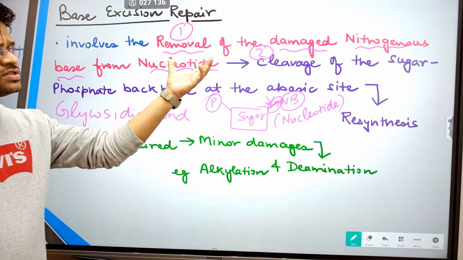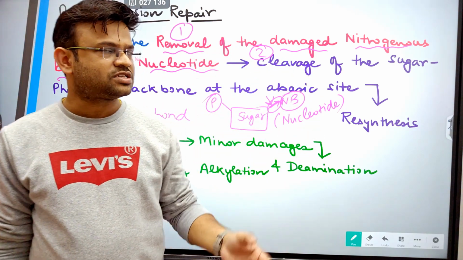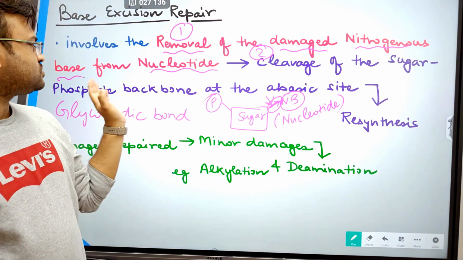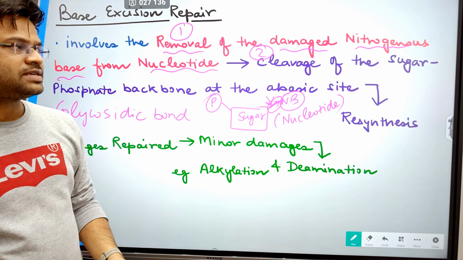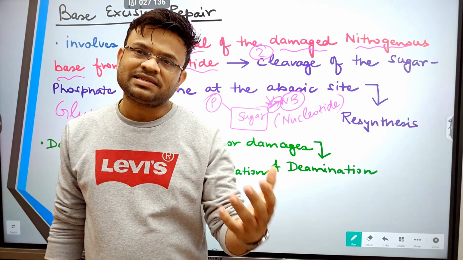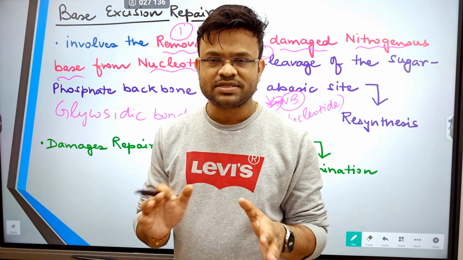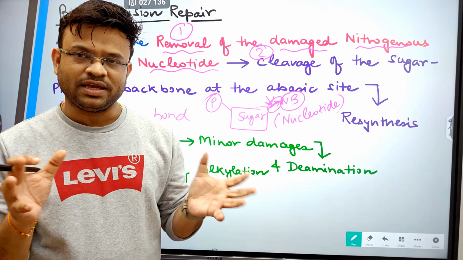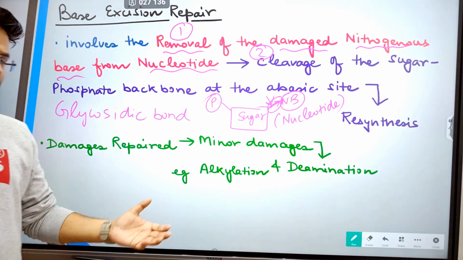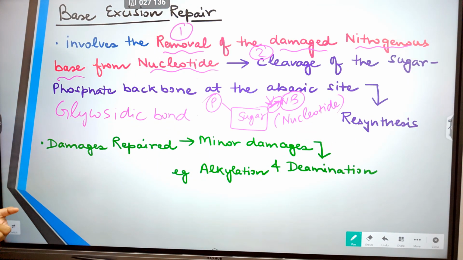So again, the first thing was removal of the nitrogenous base, followed by cleavage of the sugar phosphate backbone at the abasic site, and then finally resynthesizing it with the help of the DNA polymerase enzyme. So this is the complete process in short. Okay. Now we will be talking about the detailed process as well with the help of a diagram.